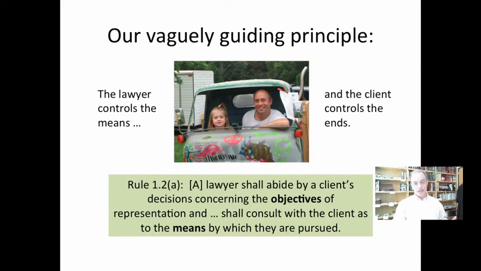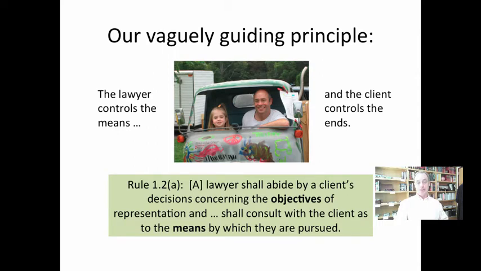Now, what do the model rules say about this? The relevant language, as you can see, shows up in Rule 1.2(a), and there it does talk about the lawyer controlling the means by which the objectives are pursued, but the lawyer shall abide by the client's decisions about the objectives, even if the lawyer thinks that's stupid, maybe even self-destructive. You consult with your client, you point out what your advice is, but ultimately the client can overrule the lawyer on these questions of the objectives of the representation.